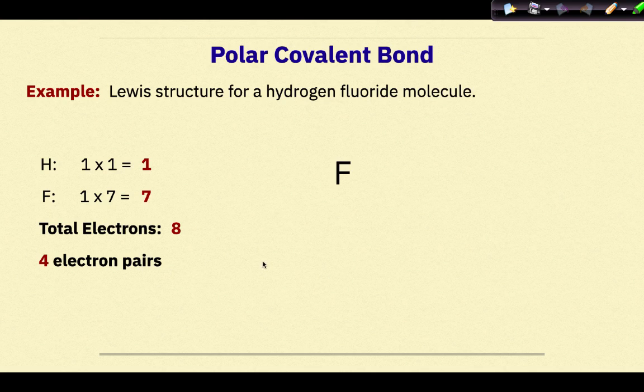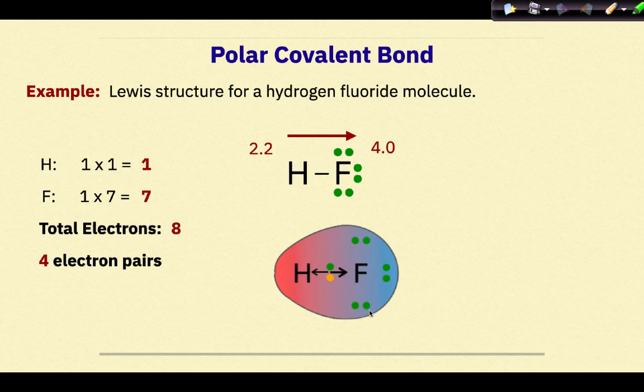So we'll draw the fluorine and the hydrogen, and we'll connect them together with one shared pair. That leaves 3 electron pairs to work with. We'll use those 3 electron pairs as non-bonding pairs around the fluorine. 1, 2, 3. Then we'll assign electronegativity values, with hydrogen being 2.2 and fluorine being 4. The polarity arrow will go from the hydrogen to the fluorine, showing that the bond is polar. We can see this again in the electron cloud diagram, with the hydrogen getting a slightly positive charge and the fluorine having a slightly negative charge.